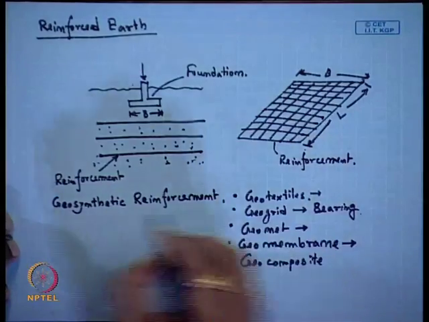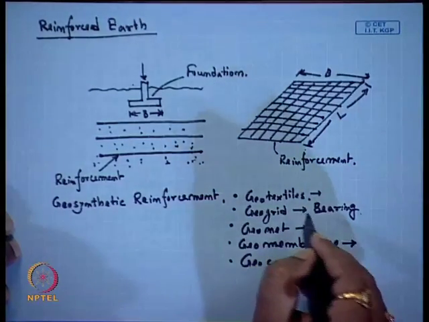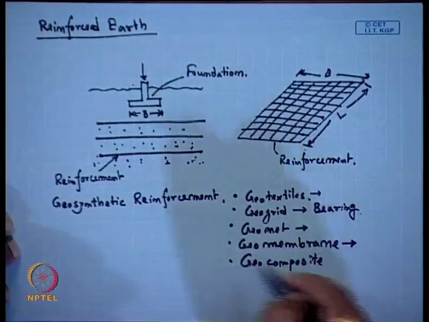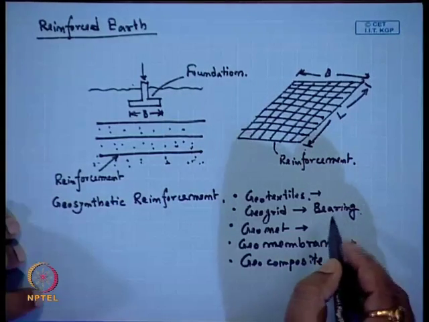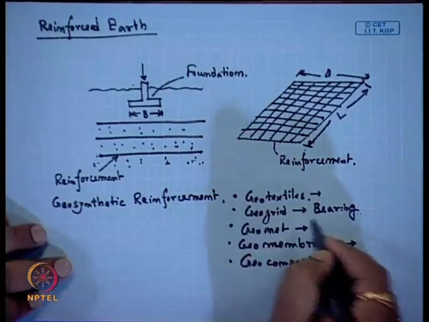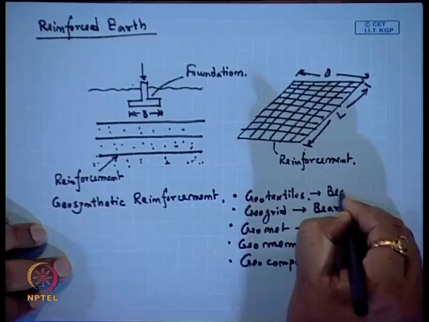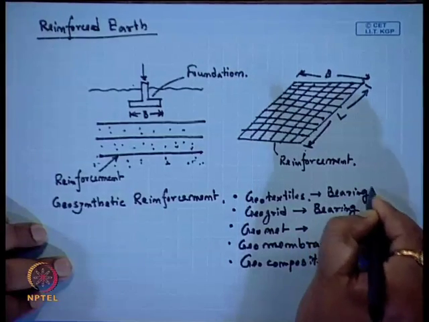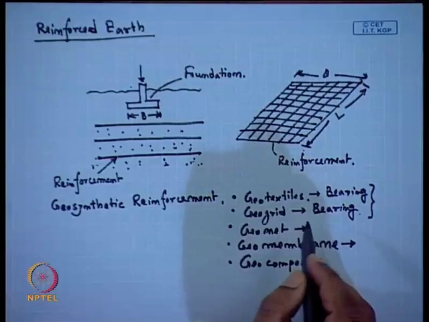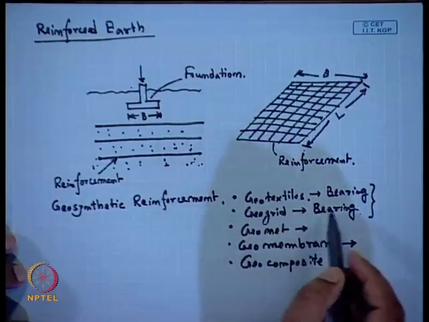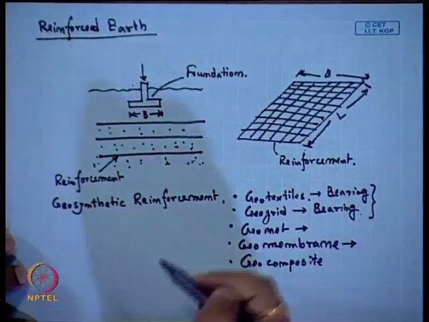So basically here we will talk only about the bearing capacity improvement part, because we are dealing with the foundation. For the bearing capacity improvement, basically geogrid is used and geotextile is also used. So these two types of material are generally used for bearing capacity improvement. So that thing we will discuss in this class.